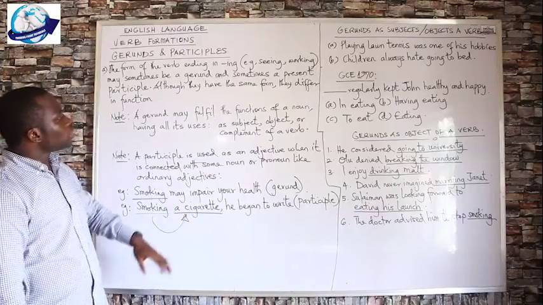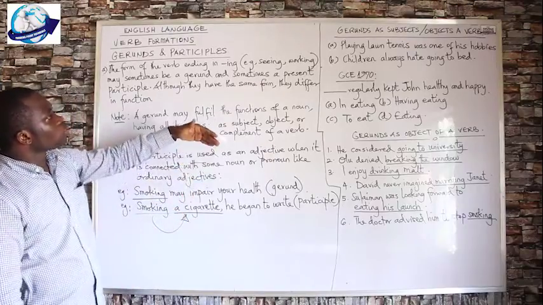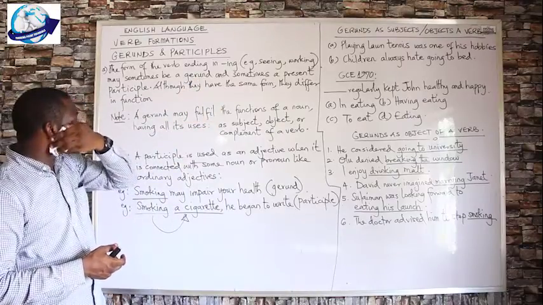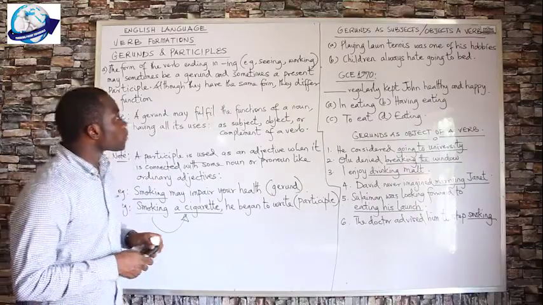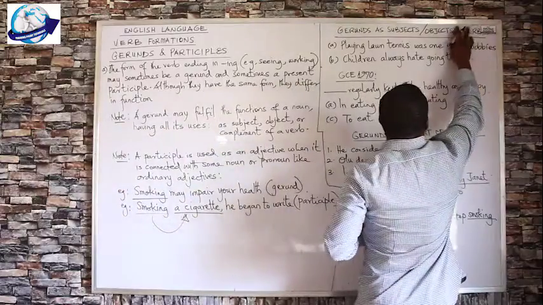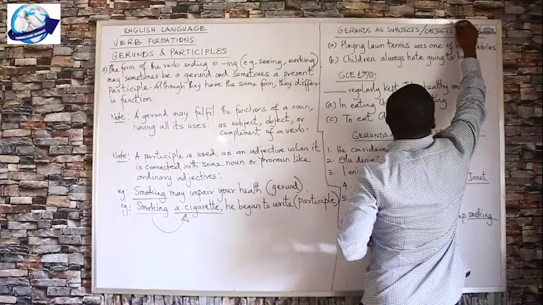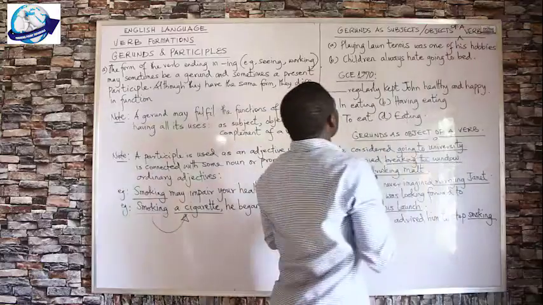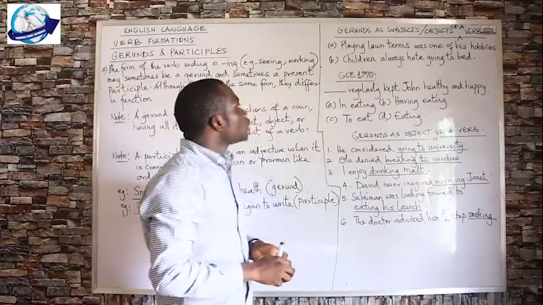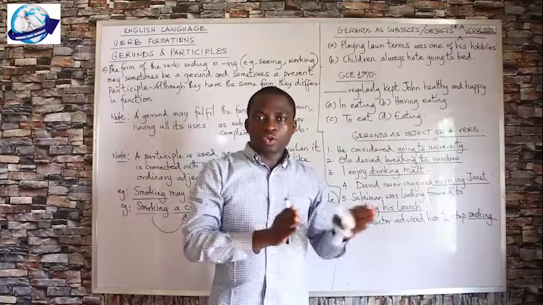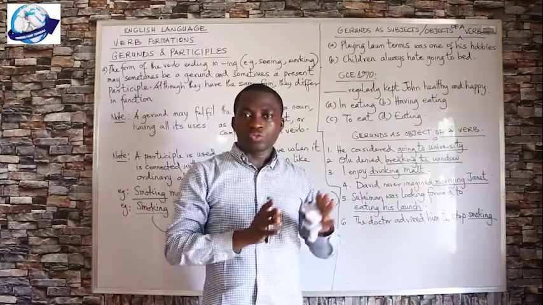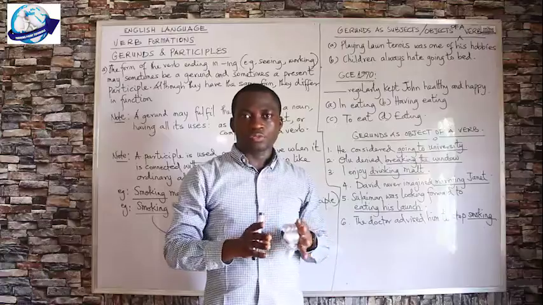Then, having said that, we will now see some functions of the gerund. Gerunds function as subjects and objects of a verb. Okay. So gerunds are subjects or objects of a verb. Meaning that a gerund can function as an object of a verb. A gerund can also function as the subject of a verb.